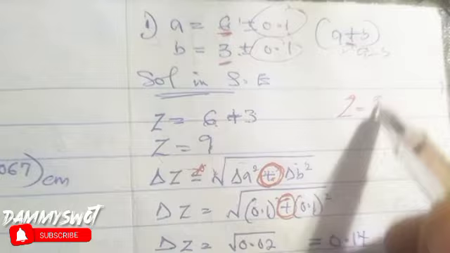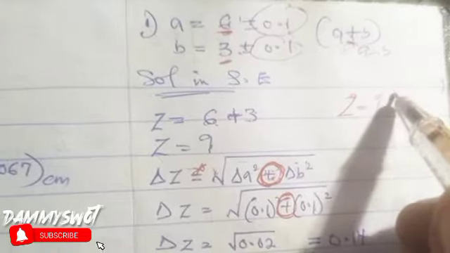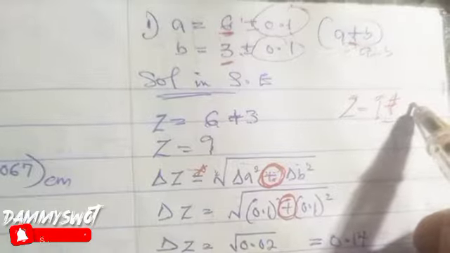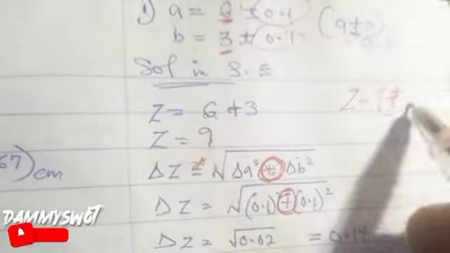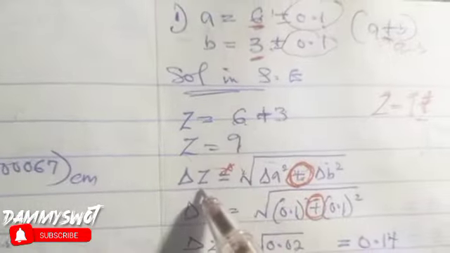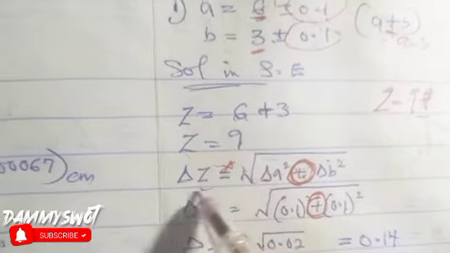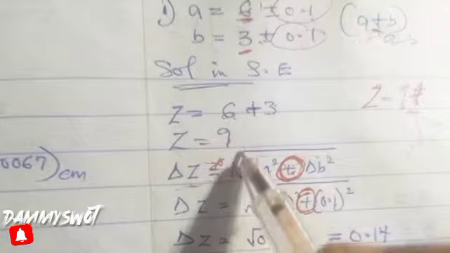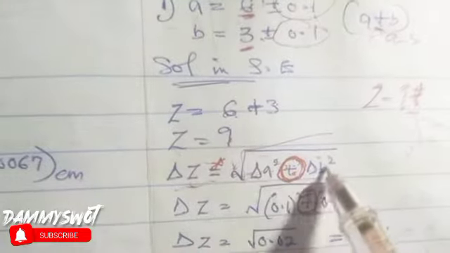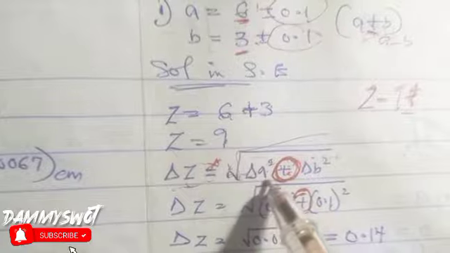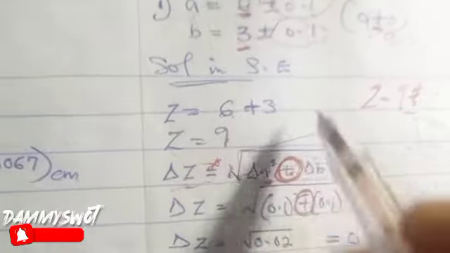That's 9 plus or minus, you mean your error part. Now for the error part, you make use of that formula I gave you before, which is delta z equals the square root of delta a squared plus delta b squared.